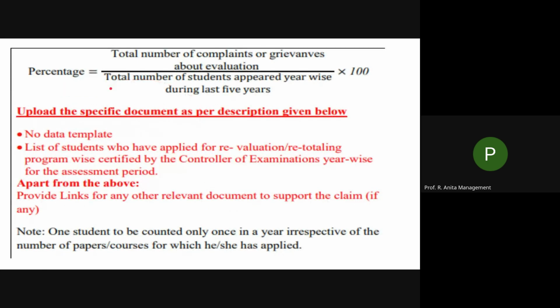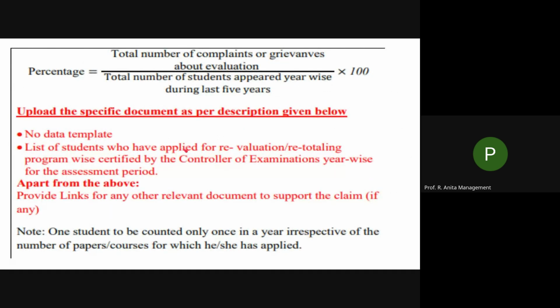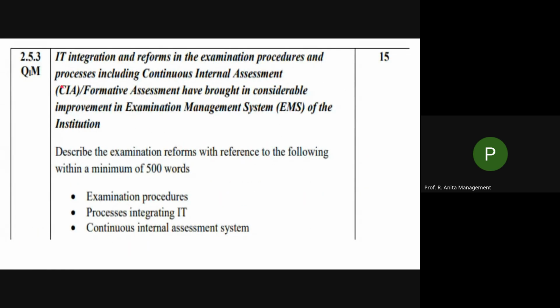So you are going to calculate the percentage, like total number of complaints or grievances about evaluation and total number of students appeared. Now, if you have less than 1%, you're going to get 4 marks. Suppose if it is more than 15% of the students are applying for evaluation, then you will not get any marks. So you have to see how the applying for evaluation can be reduced, right? So that is 2.5.2.